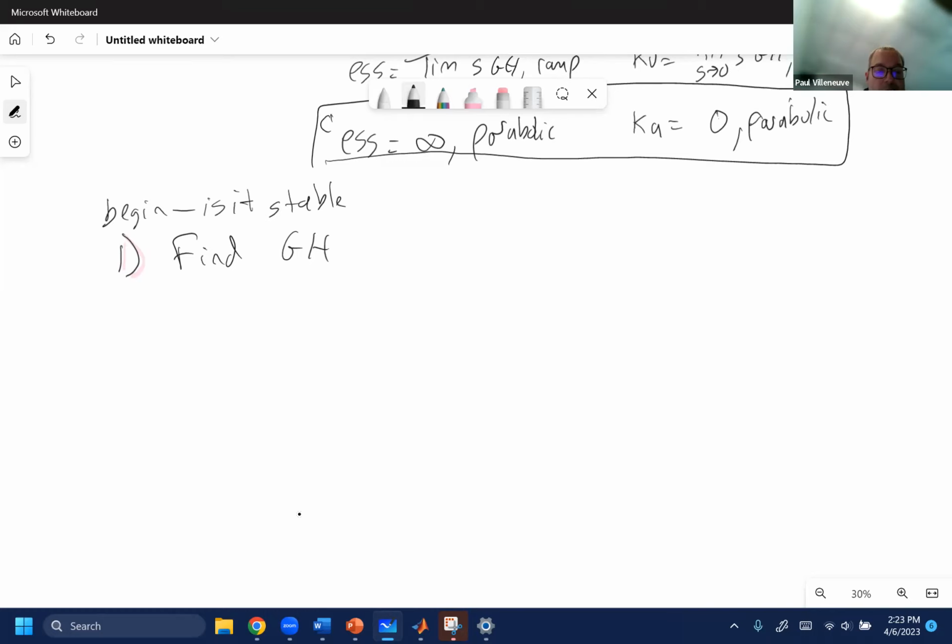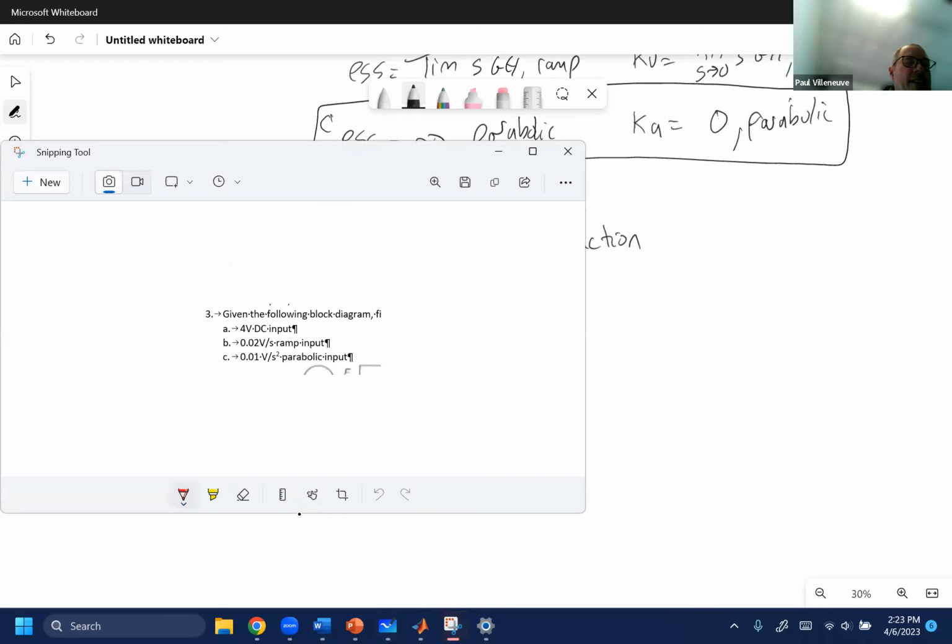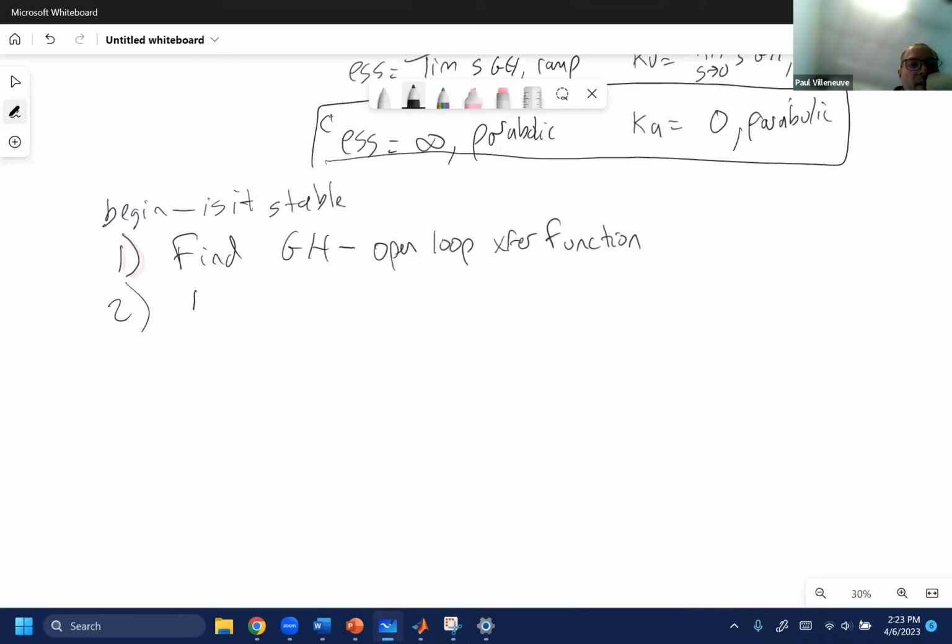So there's not even a point to analyze a system that isn't stable. If it is stable, you're going to find your GH, which again is our open loop transfer function. Once we have that, identify the system type.